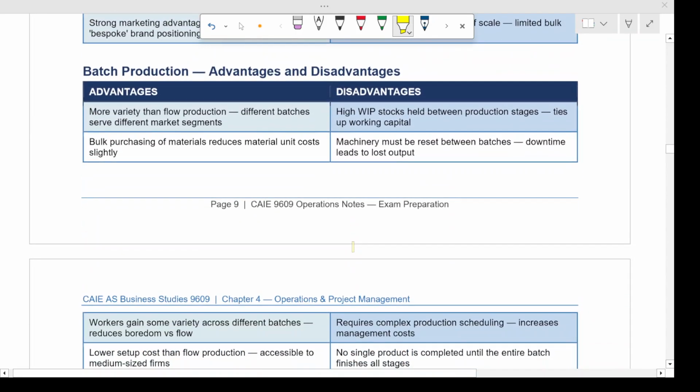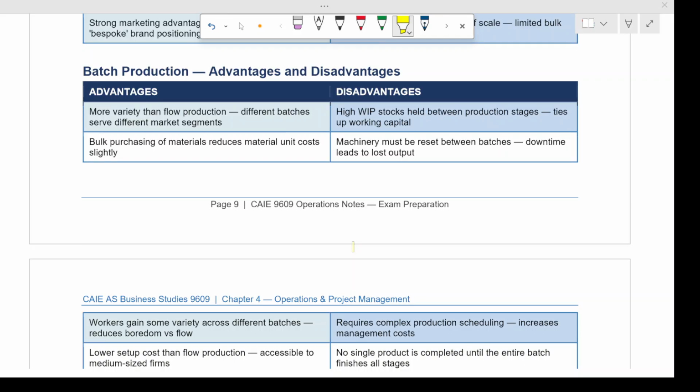All right, moving on to the disadvantages. One of the disadvantages is that high work in progress stocks are to be held between production stages, which ties up the working capital. This means that, for example, if there are five processes to making a protein bar, in that scenario, if you get to process four, the materials used in process 1, 2, and 3, they're going to be held, they cannot be used for anything else.